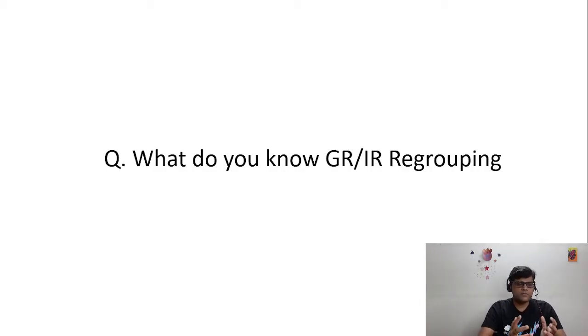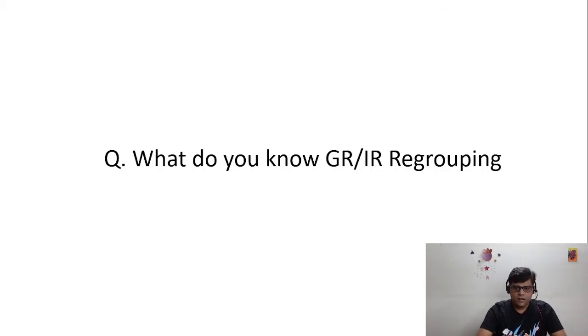First of all, we have to understand what GR/IR regrouping is and why we need it. The GR/IR clearing account, I'm sure you must be aware of, is very important when we integrate FI with MM. The GR/IR clearing process involves calculating the price variance between your goods receipt and your invoice receipt when we allocate it to the inventory or to the assignment. All these things are related to your GR/IR clearing account.